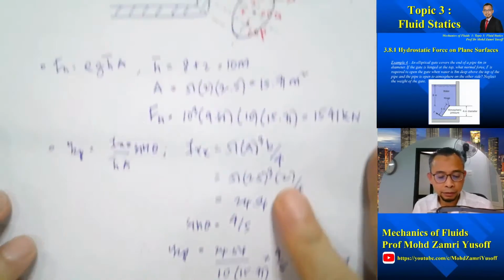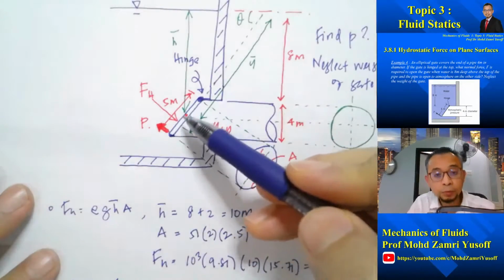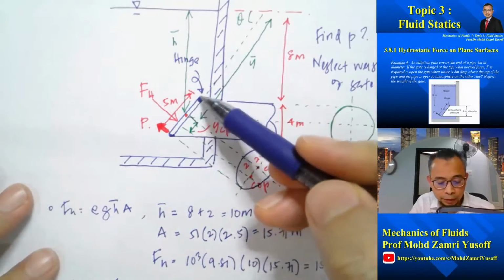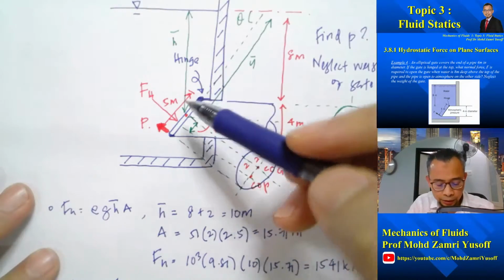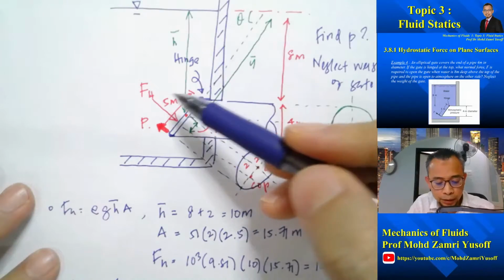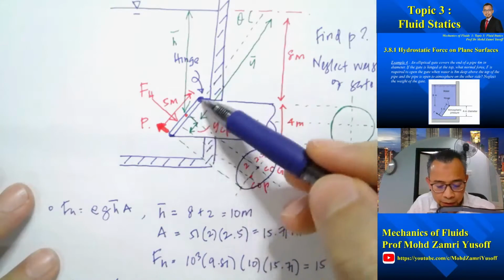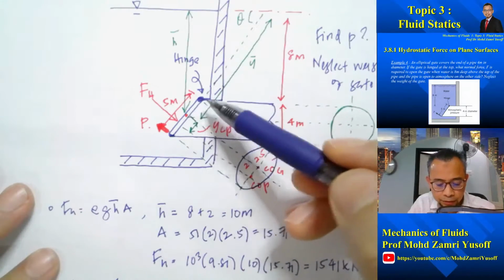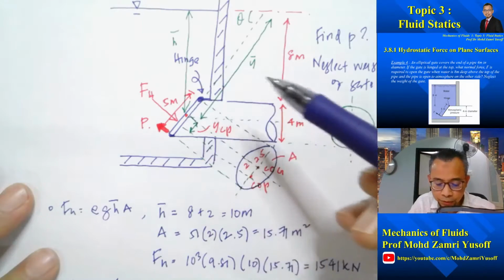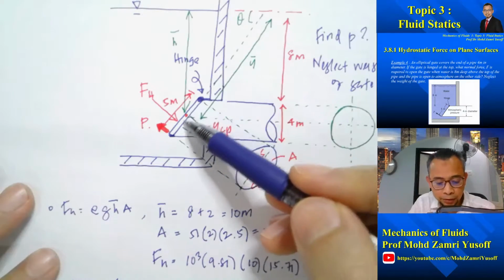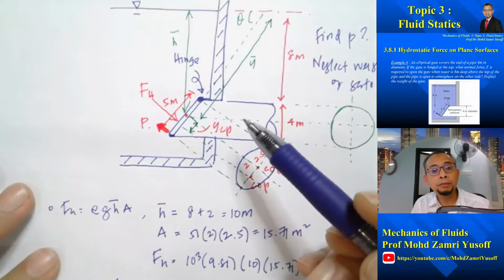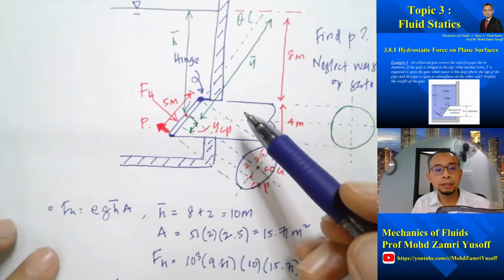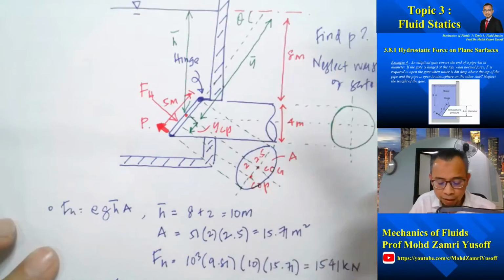So next, in order to determine P, we can balance the moment about the hinge. The hydrostatic force will create a moment equal to Fh multiplied by this distance here. This distance is equal to 2.5 plus YCP, and that will be balanced by the clockwise moment created by P, which will be P multiplied by 5.